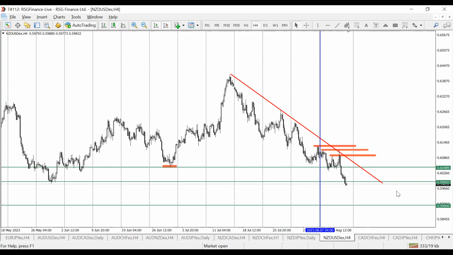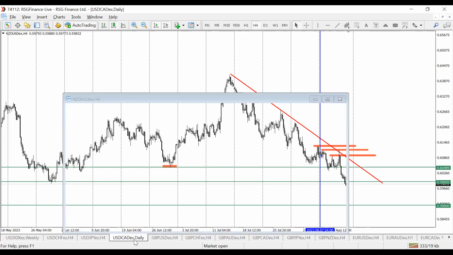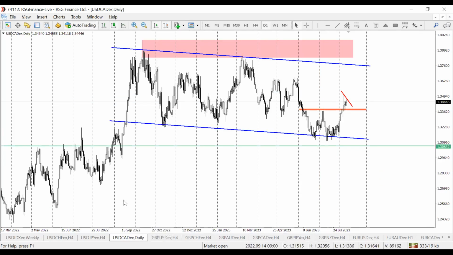So this is a nice setup, although you have to plan this trade around the interest rate decision in New Zealand. Okay, USD Canadian dollar, USD CAD. Let's go to USD pairs. USD CAD is another interesting pair, but we have CPI data coming out on Tuesday for the Canadian dollar.